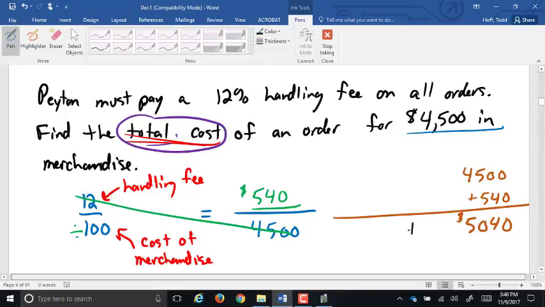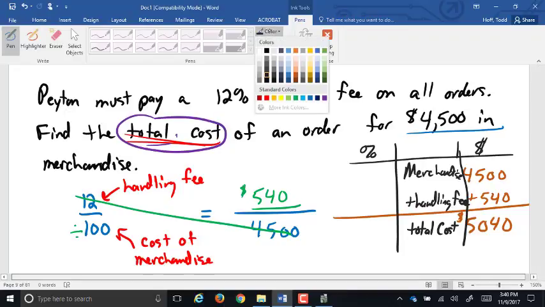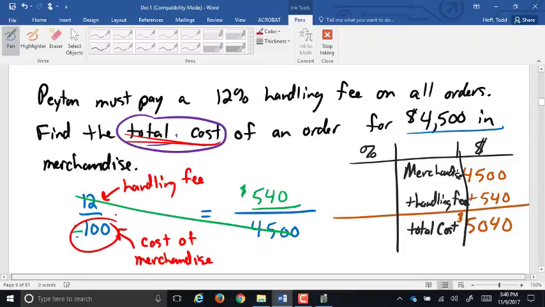What we have there, this is of course the total cost. This was the handling fee. And this number up here was just the merchandise, 4,500. When we deal with percents, every item in a problem is described by two numbers. In this case, we had the dollar amounts, but each of those items is also described by a percent. We said that 100% described the cost of the merchandise, and that 12% described the handling fee.